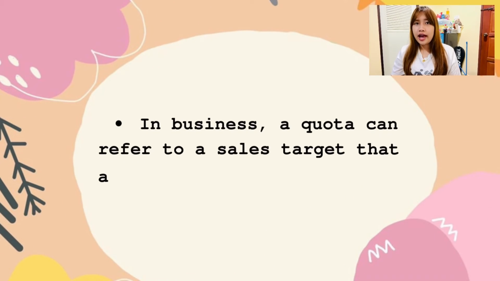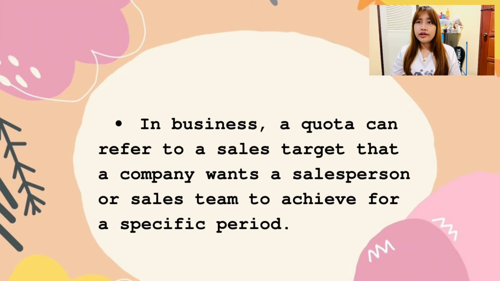A quota can also refer to a sales target that a company wants a salesperson or sales team to achieve for a specific product. Sales quotas are often monthly, quarterly, and yearly. Management can also set sales quotas by region or business unit. There are different types of quota, but we will talk about import quota in the US. Let's take a look at the quota in the US.